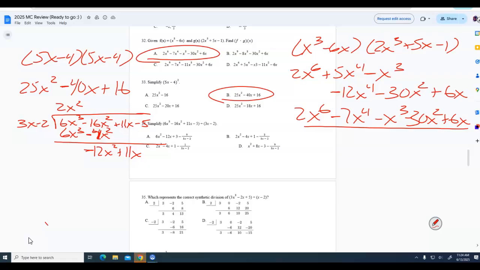What times 3x gives you negative 12? Negative 4x. Negative 12x squared plus 8x. 11x minus 8x is 3x. Subtract 5. What times 3x gives you 3x? Plus 1. A negative 5 minus a negative 2 is negative 3. That's your remainder.